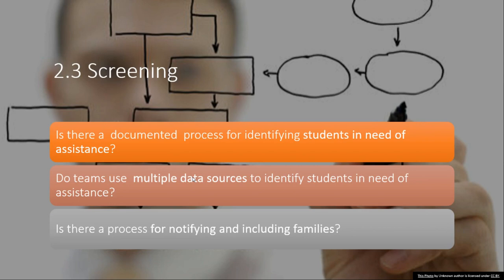So some considerations for item 2.3, is there a documented process for identifying students in need of assistance? Do teams use multiple data sources to identify students in need of assistance? Is there a process for notifying and including families?